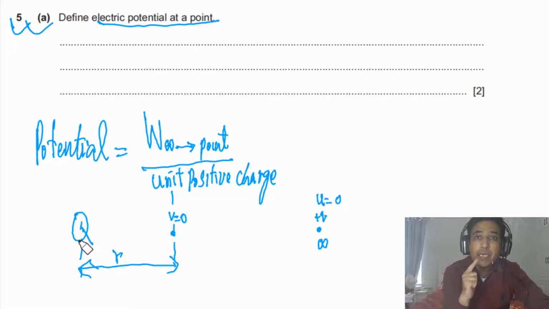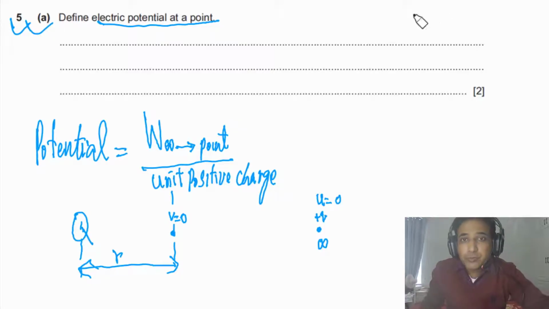The work done by us is negative, because displacement will be to the left and the force applied by us will be to the right. So the potential produced by negative charges is negative and the potential produced by positive charges is positive. I hope this makes sense to you.